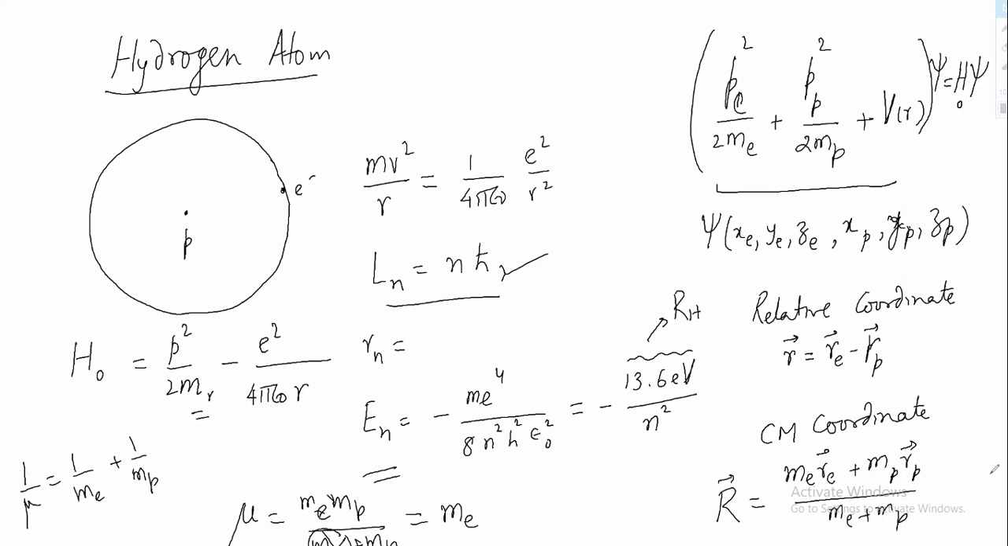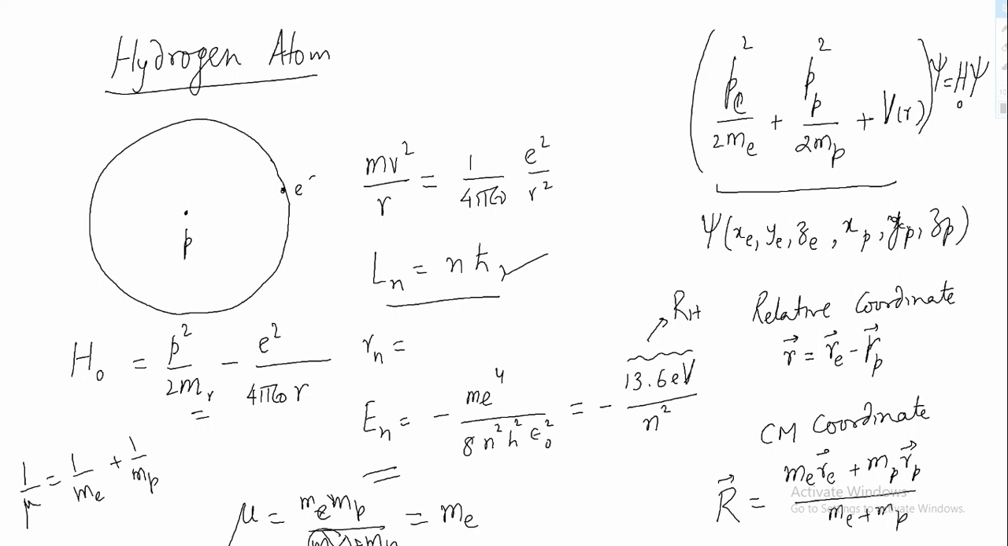But had it been an electron-positron system, where electron and positron have the same mass, then this will be m_e squared upon twice m_e, that means m_e by 2. Therefore, this depends upon what masses you are taking into account.